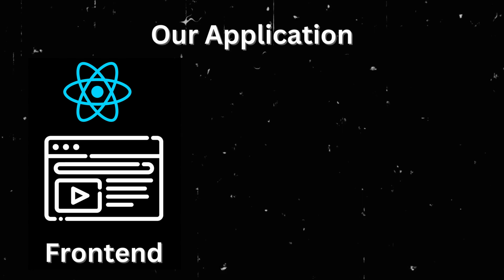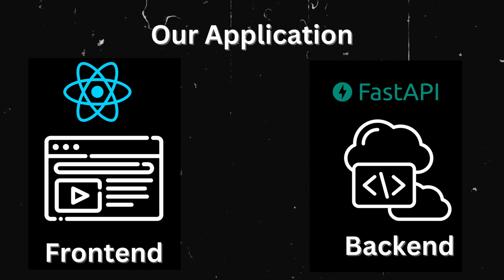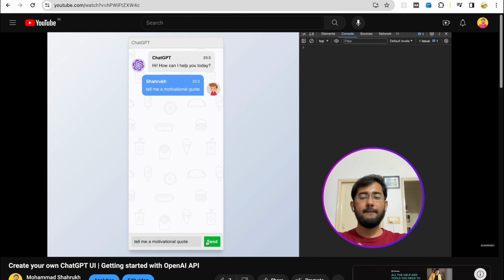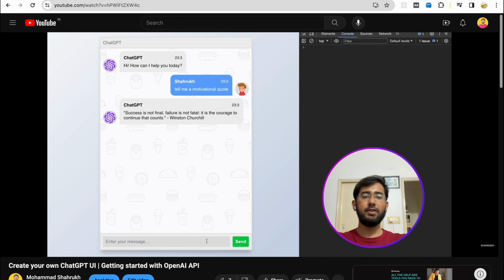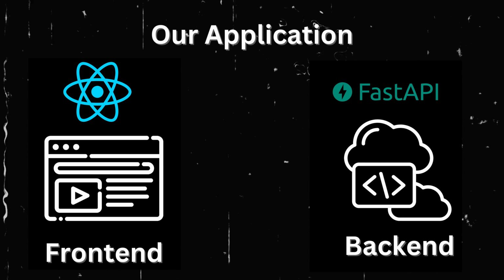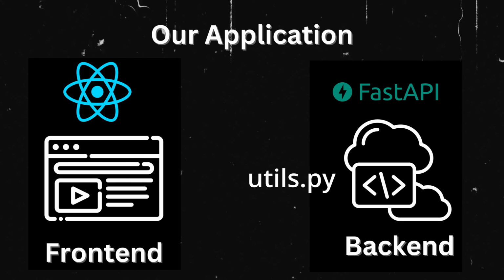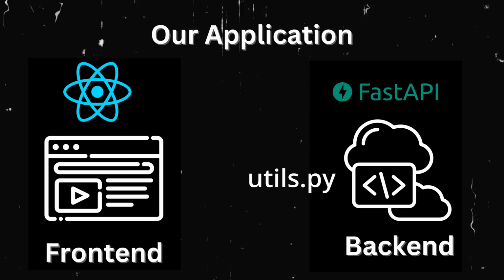Okay, so the application which we'll be building will have a front end and it'll have a back end. For the front end, we won't be writing any code in this video because we'll be taking the same code that we have covered in this video, where we have created a custom UI for ChatGPT. And for the backend, we'll be starting off with a utils function where we'll be writing all the utility functions that our API will be using. And for the API, we'll be using FastAPI.